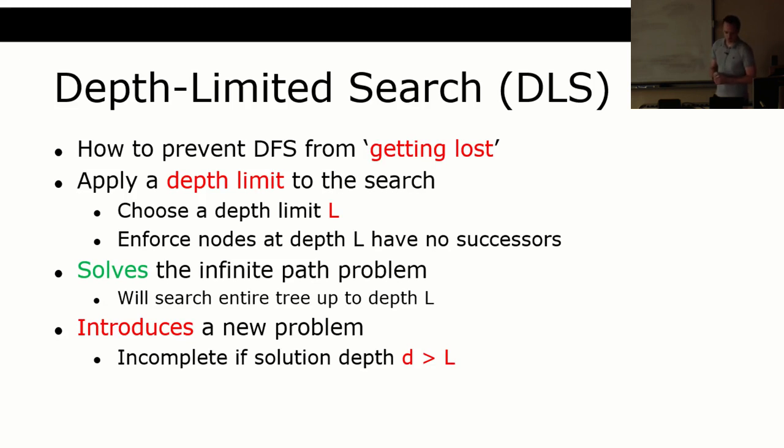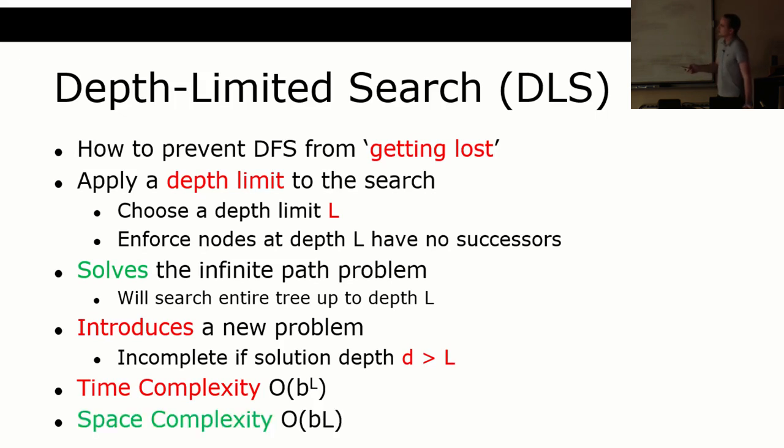That's unfortunate. However, the time complexity gets a little bit better because we're only searching a number of nodes up to b to the power of L. That's better than the worst possible thing. But the space complexity is, again, amazing. That's what DFS has going for it: we have b times L rather than b to the power of L for our space complexity.